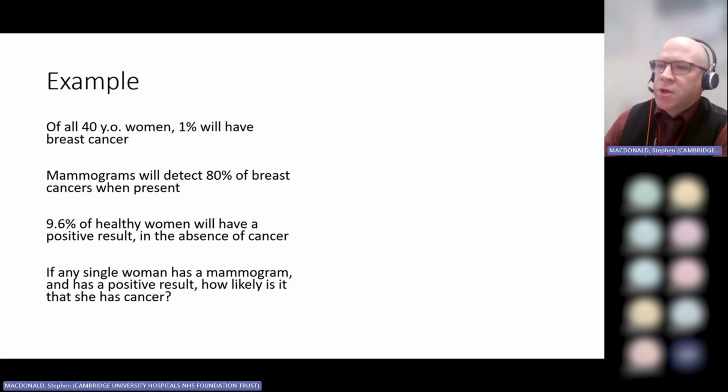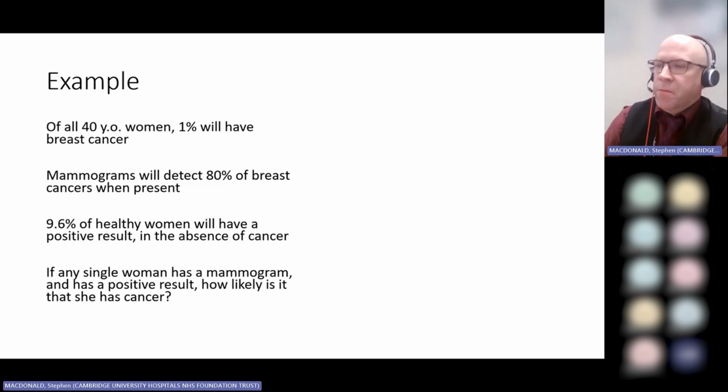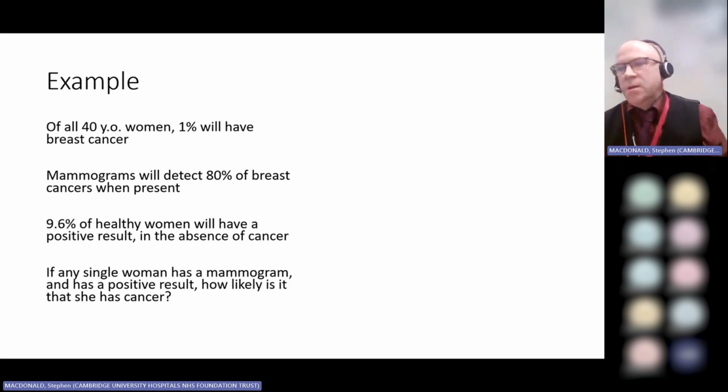So the discussion is about whether all 40-year-old women should have mammogram screening in order to detect this 1% of patients that will have breast cancer, using a method that at the time will detect 80% of breast cancers when they're present in a patient. So that's our first metric, our first diagnostic accuracy measure that we have for the mammogram test.